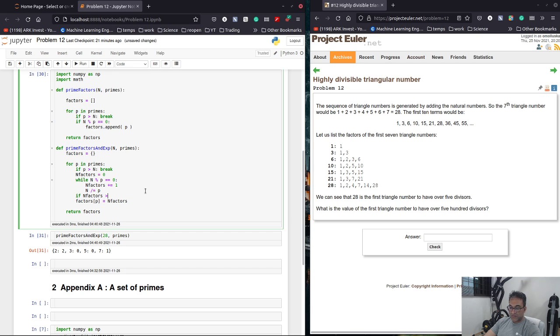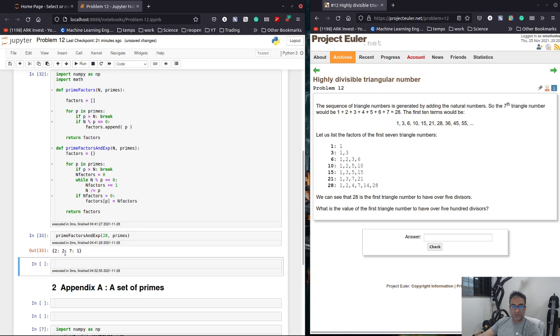If n factors is greater than 0, we only care about, okay, so now we have this. 2 has an exponent of 2 and 7 has an exponent of 1. That's for 28. Okay, so now we have to figure out how do we get the number of factors. So it's 1, 2, 4, 7, 14, 28.